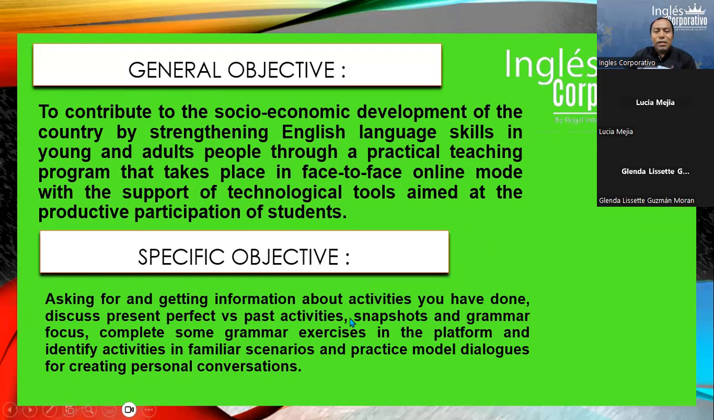Now, a specific objective. Lucia, can you help me to read the specific objective? Asking for and getting information, please. Tell me, please. The specific one, the specific objective. Specific objective: asking for and getting information about activities you have done, discuss past activities, snapshots, and grammar focus.